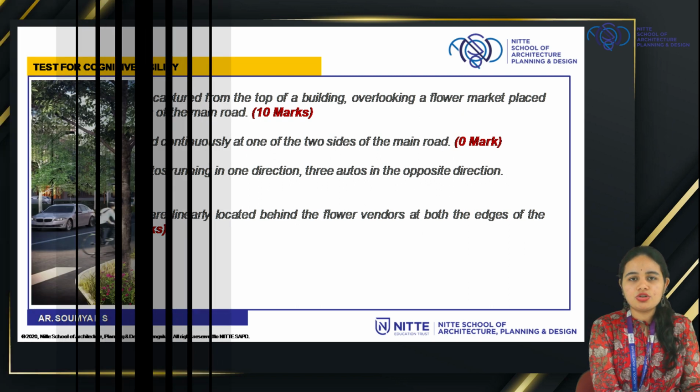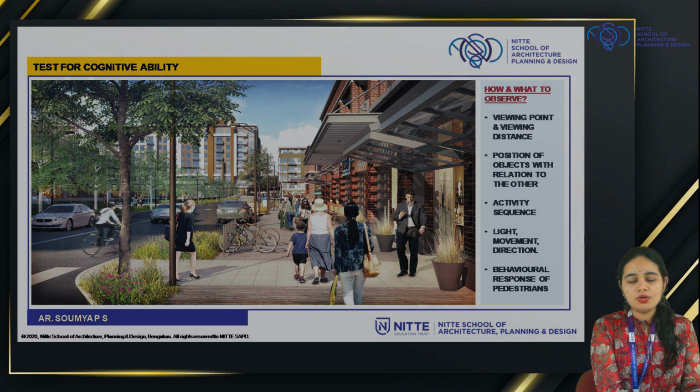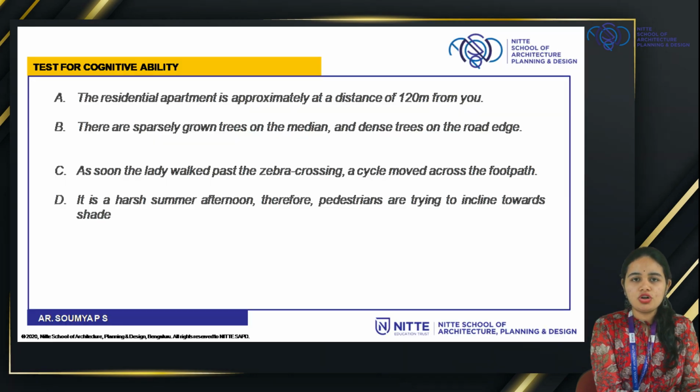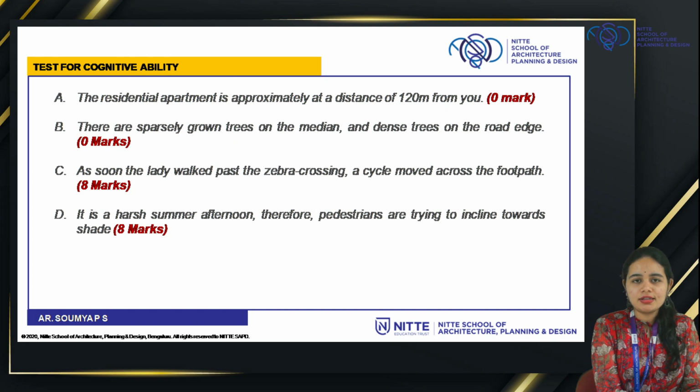Similarly, this is the next question. Given that this is an image of a streetscape view looking from a height of 1.5 meters, what you need to additionally observe is the action and the sequence of activities, though the given image is a still life photograph. Also look at the shadow and its position and direction in order to judge at which time of the day the photograph was taken. After observing well, you will find options C and D as the correct answer, and this will fetch you 16 marks.